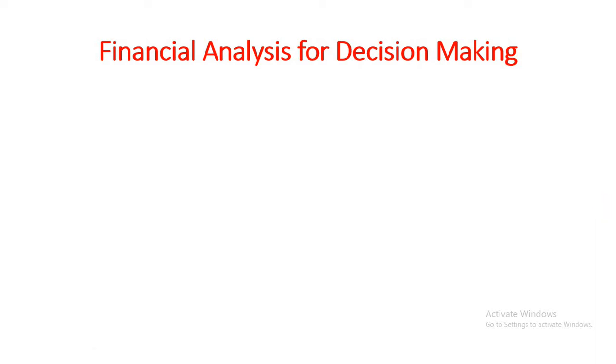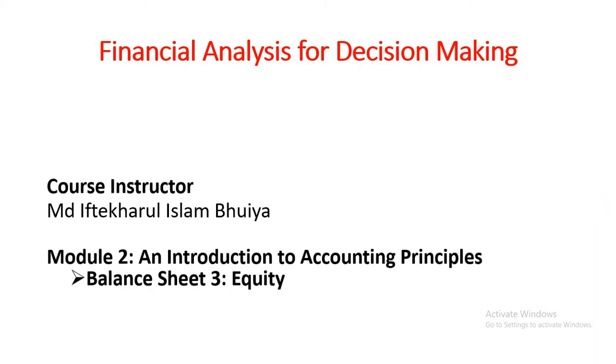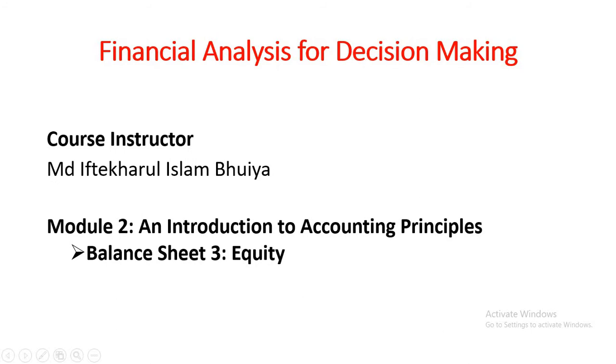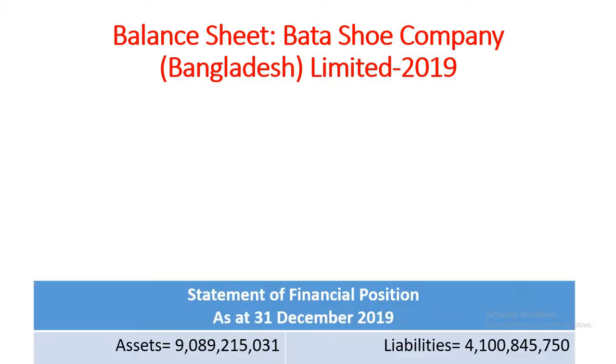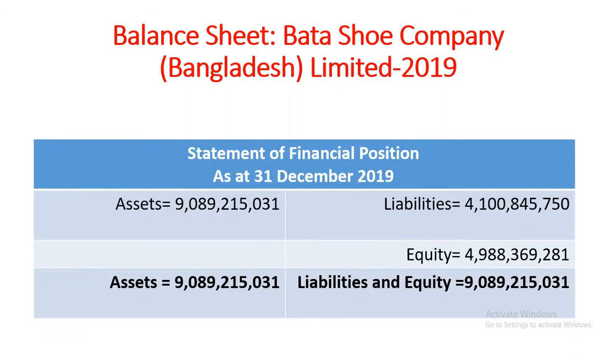Having completed liabilities, we will now focus on the final component on the balance sheet, equity. If we look at the balance sheet of Bata Shoe Company Limited, assets of Bata Shoe Company Limited are financed by both liabilities and equity.